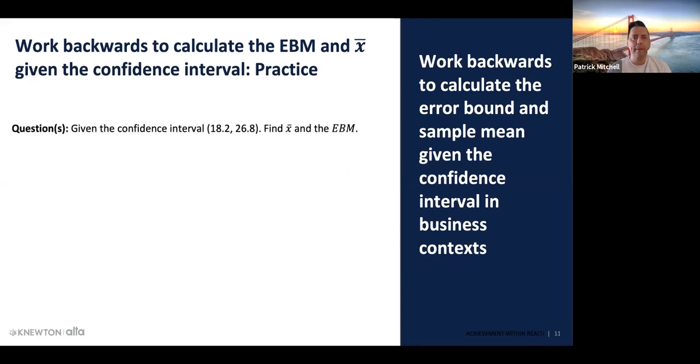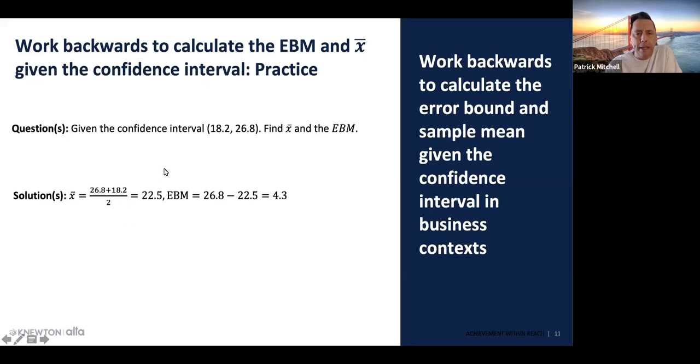Okay, so here's an example. Given the confidence interval 18.2 to 26.8, find X bar and the error bound for the mean. Remember that the sample mean is right in the center of this interval. That's why to find the sample mean, we take the average of the upper and lower limits. When you take the average of the upper and lower limits, in this case, you get 22.5.